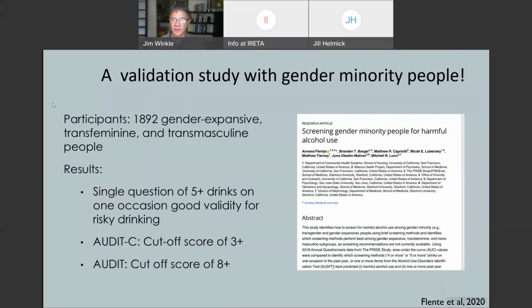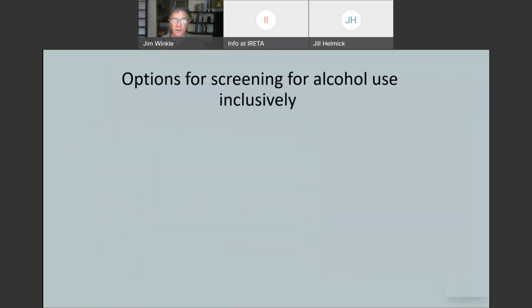It came up with what they thought was best, which is just one question with a cutoff of 5 or more drinks as defining binge drinking. And that has good validity to identify risky drinking with this population. Or if you use the AUDIT-C, they found that a cutoff score of 3 for positive works with this population. Or if you use the AUDIT, a cutoff score of 8. So this is great. We of course need more studies like this, but I think this is enough to offer some suggestions in the interim.